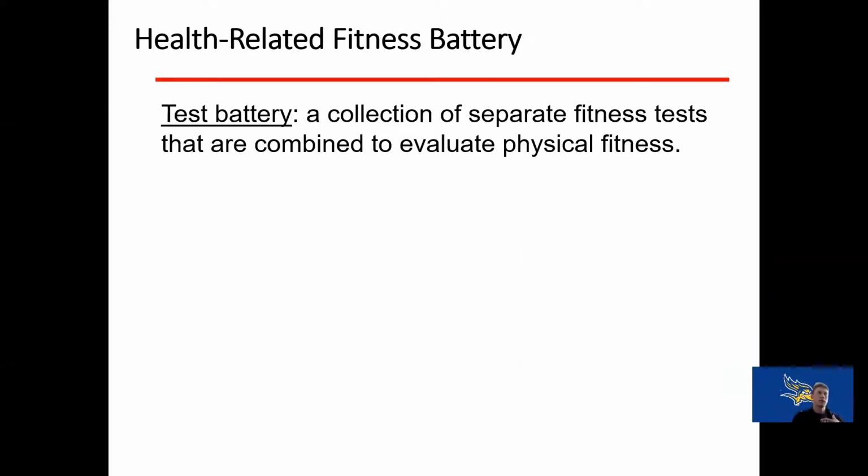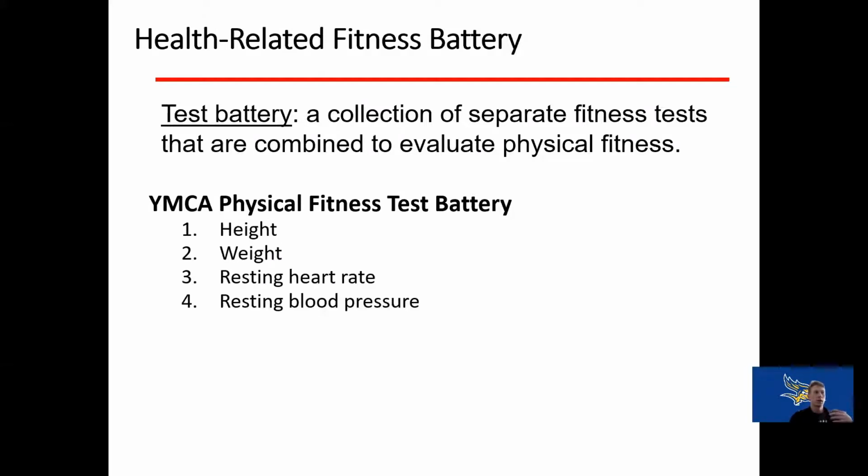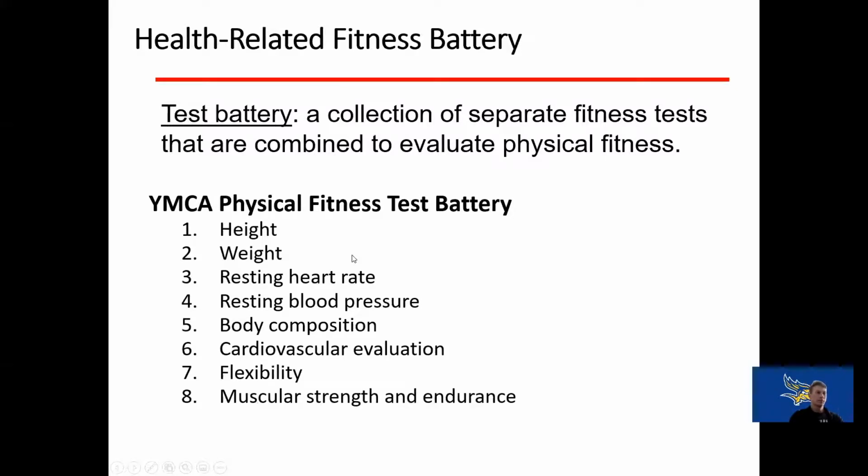Okay. And then to test multiple fitness components, we have to create things called test batteries. A test battery is a grouping of tests to assess multiple components. So we have things like the YMCA physical fitness battery. This physical fitness battery has height, weight, resting blood pressure, resting heart rate, body composition, a cardiovascular fitness evaluation, a flexibility evaluation, and a muscular function evaluation. So we have 8 different components that we know are all related to fitness and health. So we test these as a group to get an overall picture of that individual's fitness.